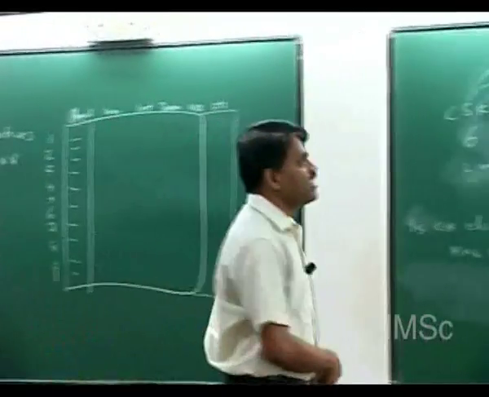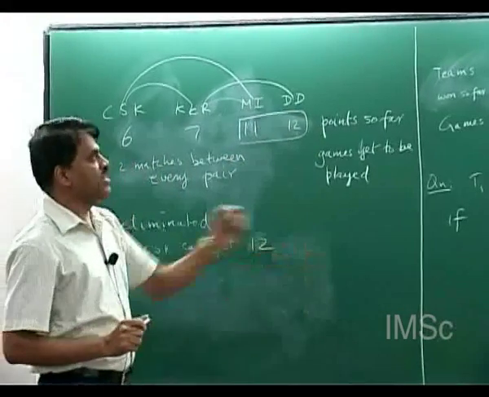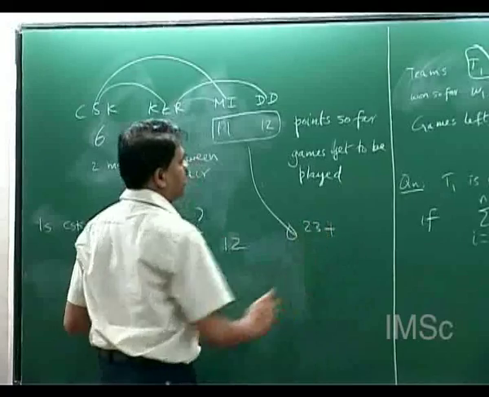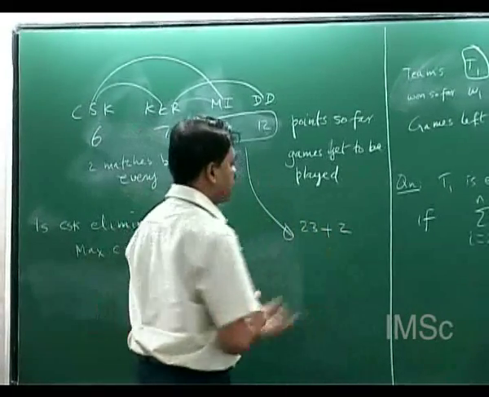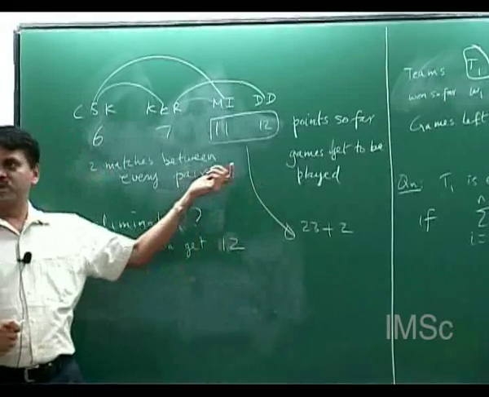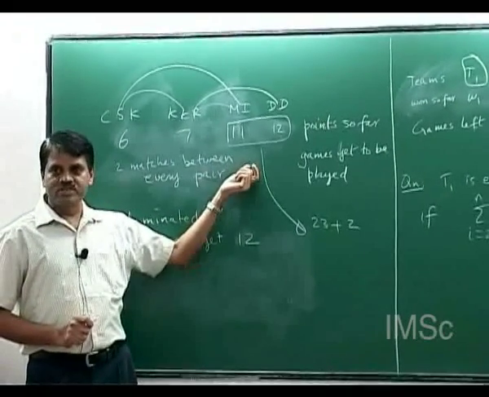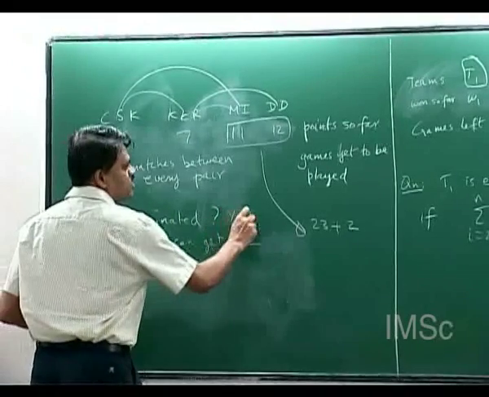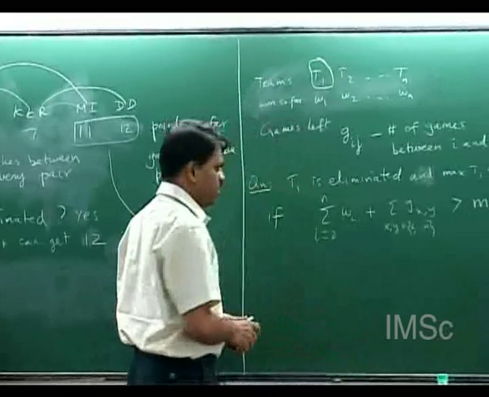Last 2. If you take the last 2 and apply this, their score is 23 so far, and how many matches left? 2 more left between them, so that is 25. So at least one of them is going to get more than 12. So the averaging argument tells you that CSK is eliminated. So again, the answer is yes. So let me modify this.